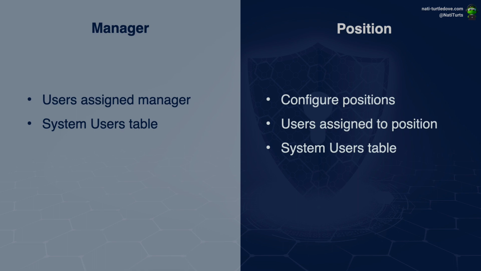So our two models are the manager hierarchy model and the position hierarchy model. Both are pretty self-explanatory. The manager hierarchy model basically defines looking at the user's assigned manager and saying, okay, well, if you're my direct manager, you can then see my record. Again, it's based on the system users table, not AAD.